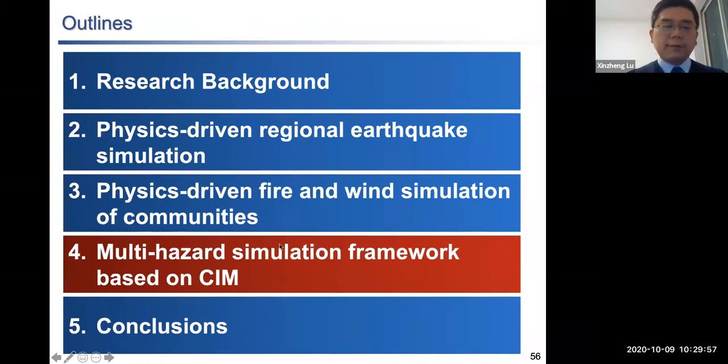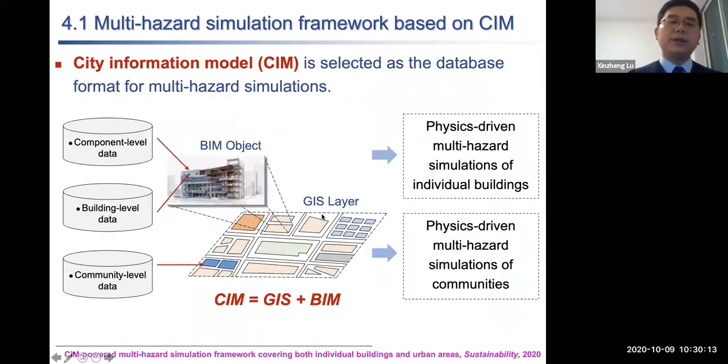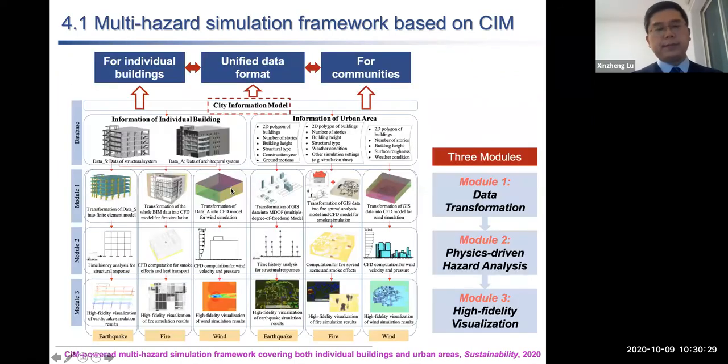Finally, I want to talk a little bit about the database for this simulation. We call it a multi-hazard simulation framework based on city information model. For all these physics-driven simulations, we need quite a lot of data, and common data cannot satisfy this requirement. So you can see that we can combine the building information model and the GIS model together to build up a city information model, so they can provide different levels of detail of data for our simulation.